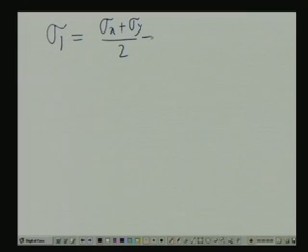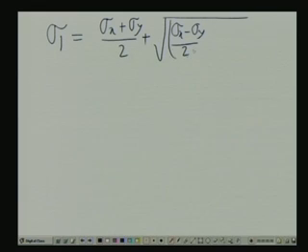Now, we have obtained that sigma max or min, let us call that sigma 1, is equal to (sigma x plus sigma y)/2 plus the root of ((sigma x minus sigma y)/2)^2 plus tau x y squared.